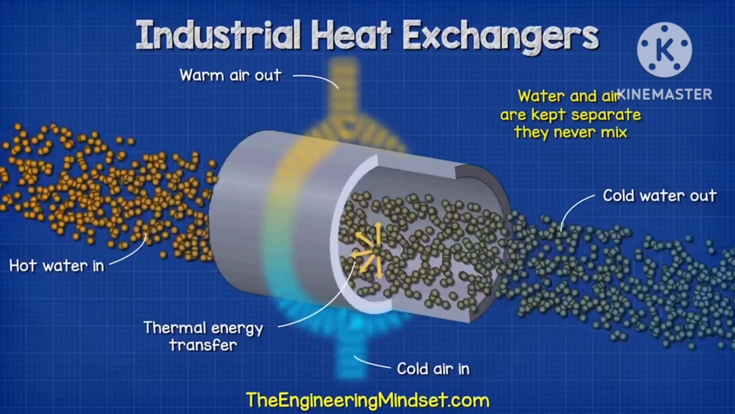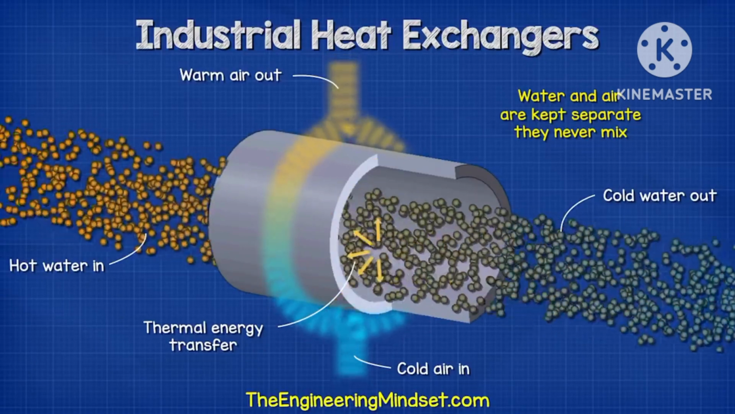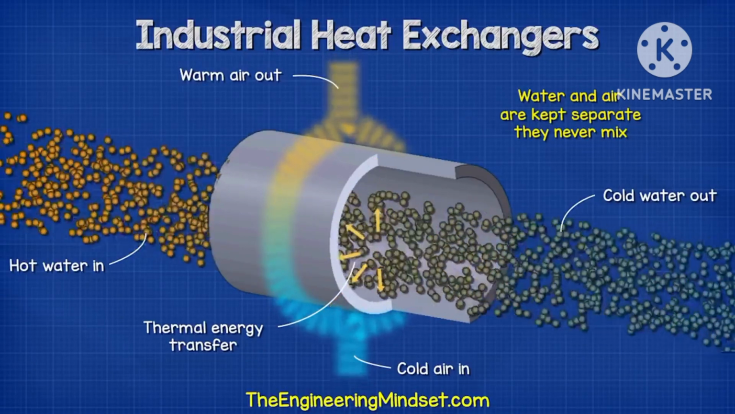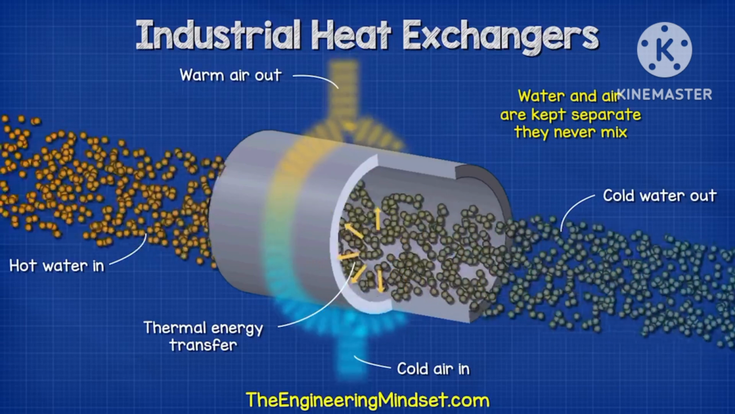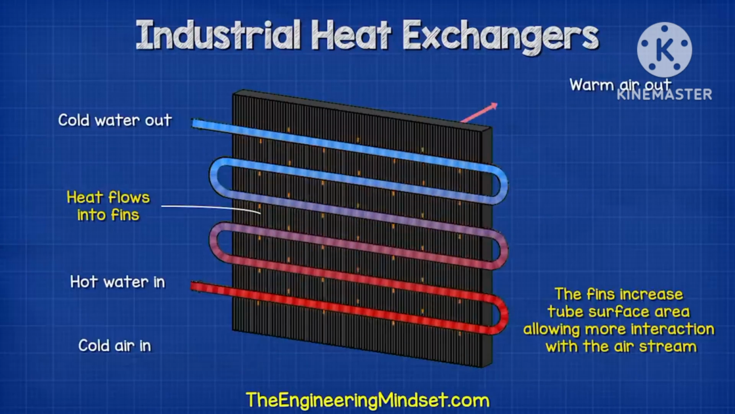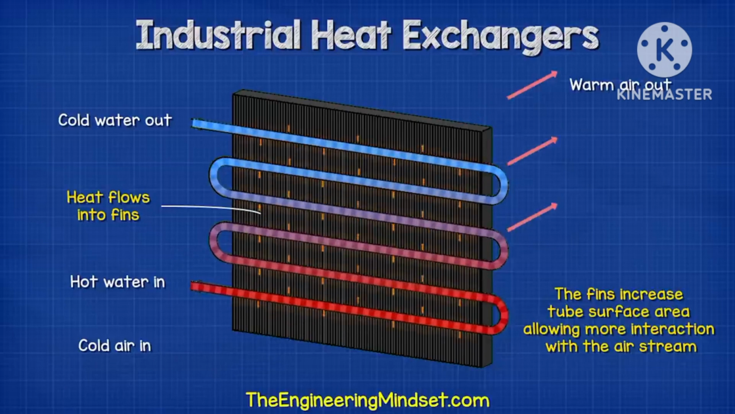The 2 fluids will never mix. The heat passes from the hot water, through the tube wall, and into the air. The heat of the water travels out through the pipe wall and into the fins. The fins increase the surface area and allow more interaction with the airstream, which improves the heat transfer.